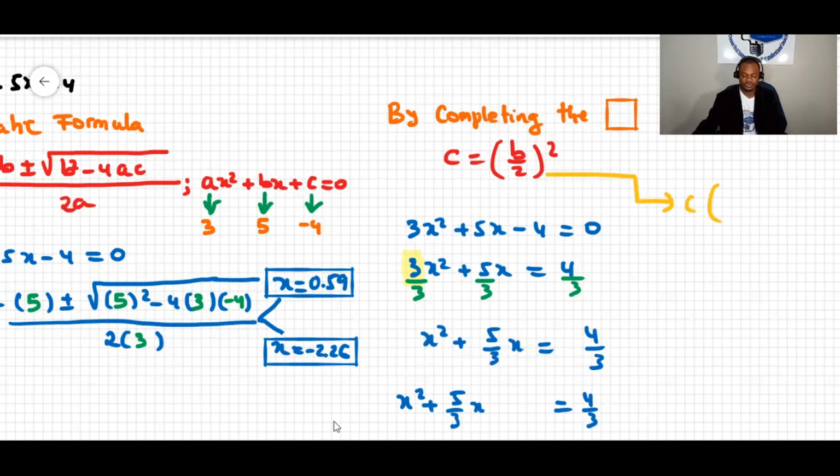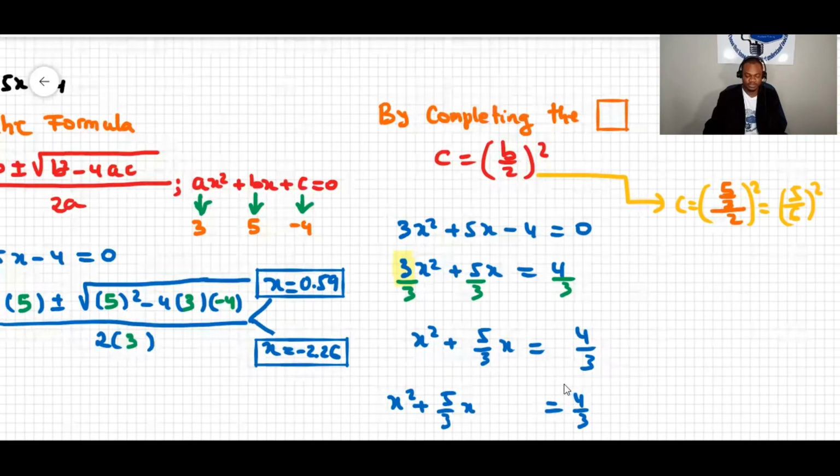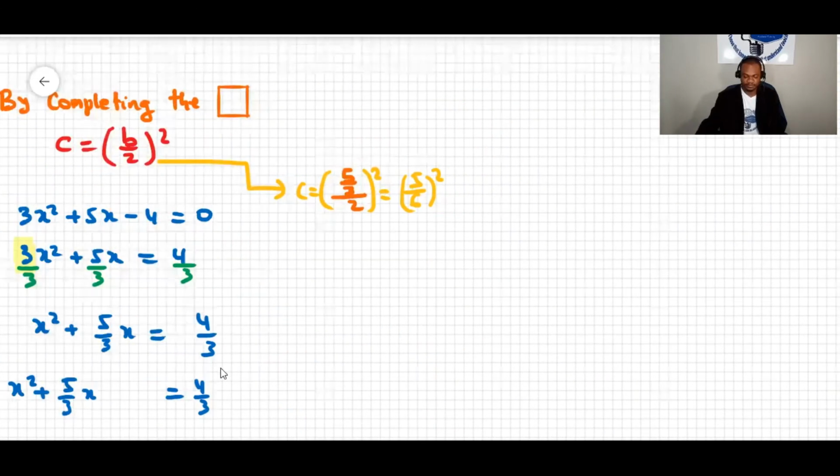So we have c is equal to (b/2) squared. b is the coefficient of x. b/2, so we have 5/2. No, 5/3 divided by 2, so it's (5/3/2) to the power of 2. And then this will be equal to (5/6) to the power of 2, which is 25/36.